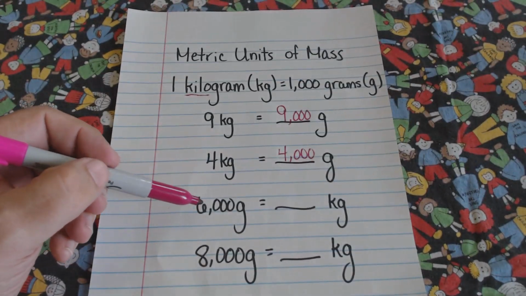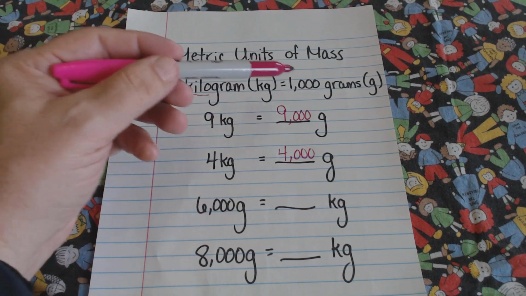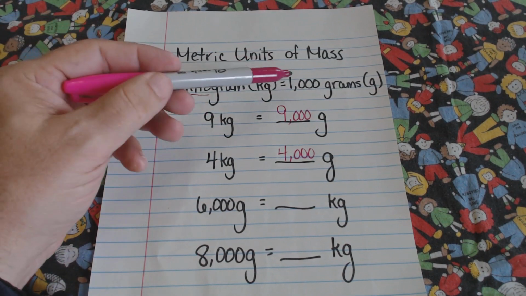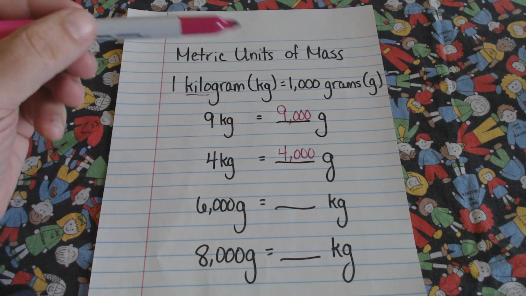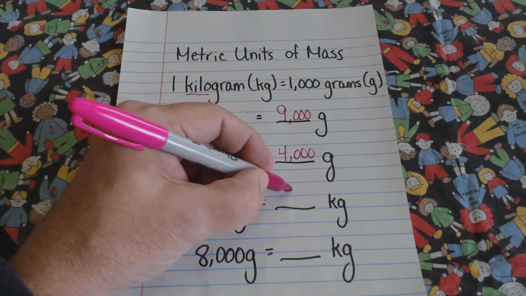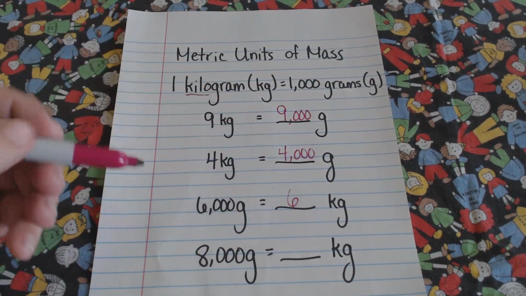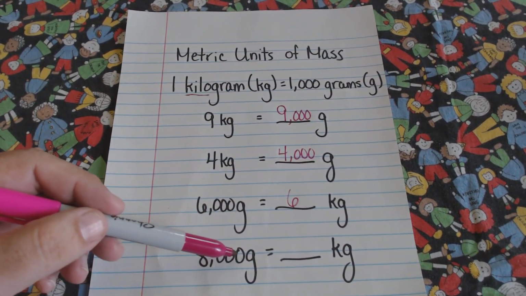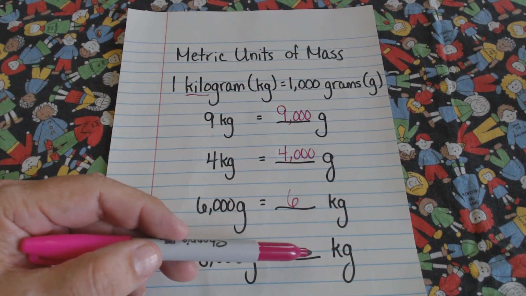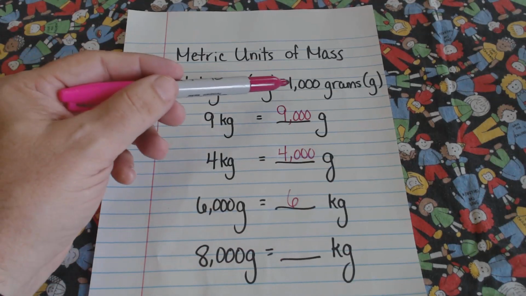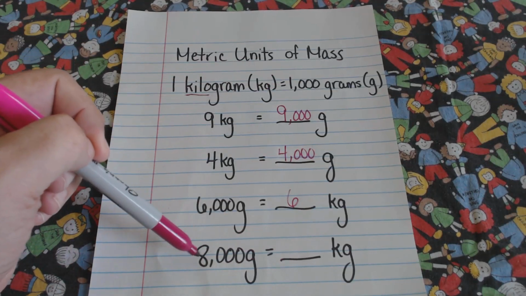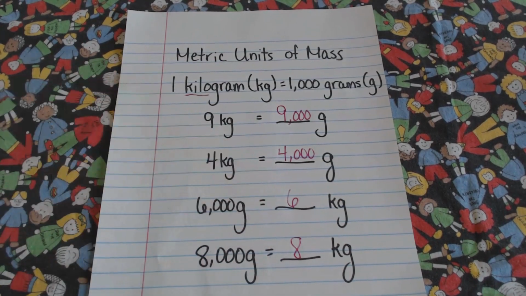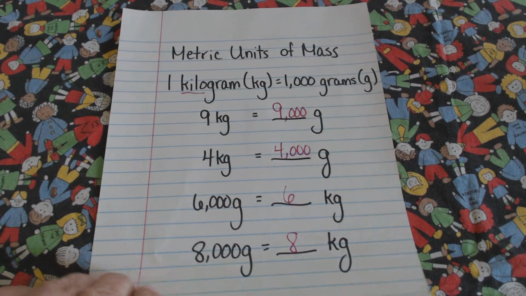Well, what if I had 6,000 grams? How many kilograms would that be? Well, every 1,000 makes 1 kilogram, so I have 6,000. That would be 6 kilograms. And lastly, what if I had 8,000 grams? How many kilograms is that? Again, 1,000 for every one. So if I have 8 of them, I can make 8 kilograms.